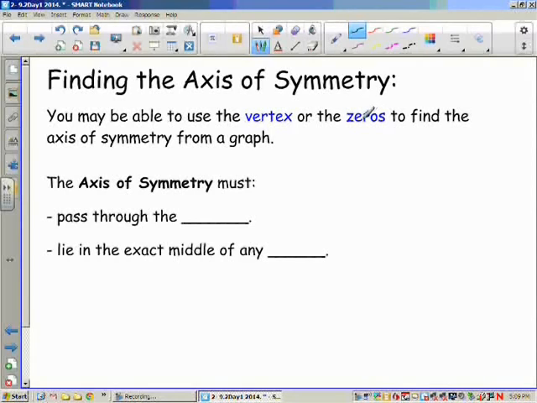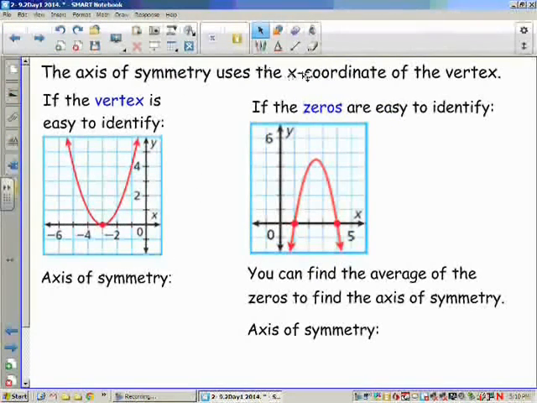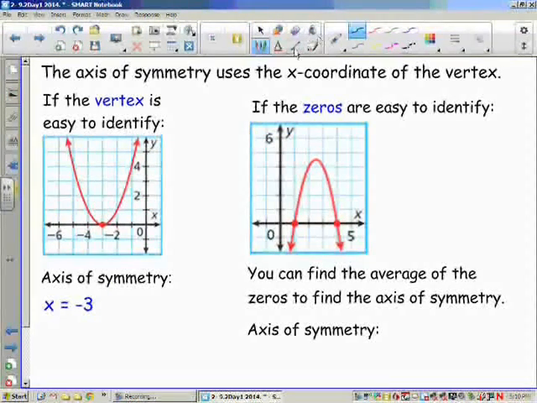Finding the axis of symmetry is another important aspect of a parabola. You may be asked to use the vertex or the zeros to find the axis of symmetry from a graph. It'd be nice when we can notice right from the graph what the vertex is, and then through that we can use the information about what the value of x is to get the axis of symmetry. The axis of symmetry must pass through the vertex, and it lies in the exact middle of any zeros. So the axis of symmetry uses the x-coordinate of the vertex. In the example on the left here, the vertex is fairly obvious, (-3, 0), so the axis of symmetry is x equals -3. The vertical line, x equals -3.